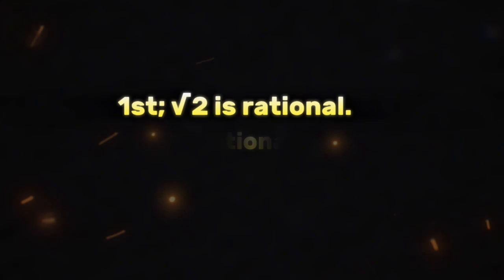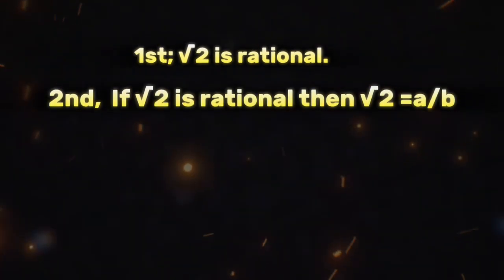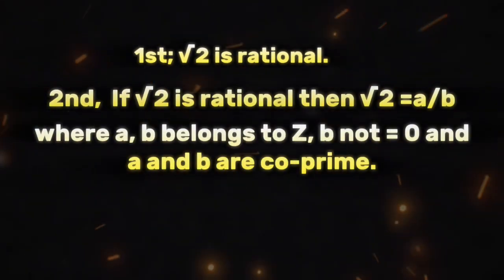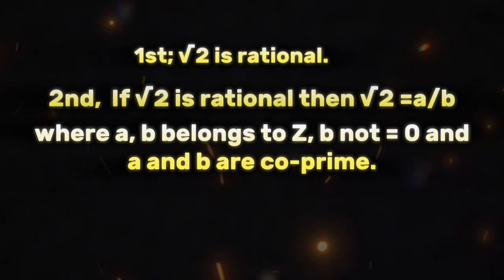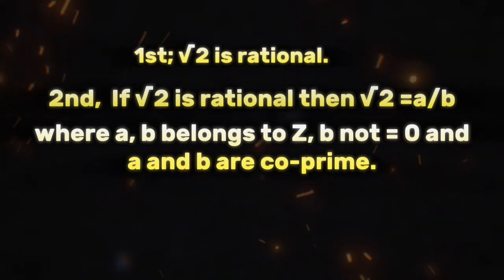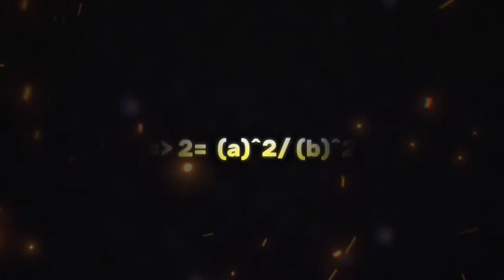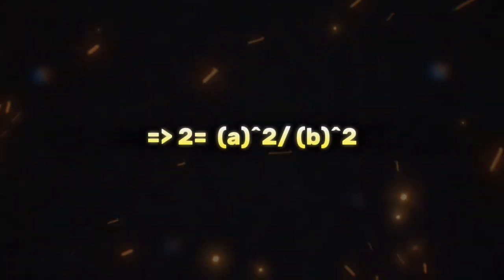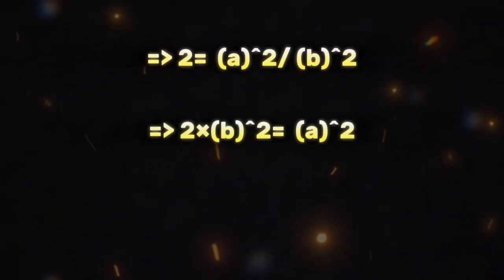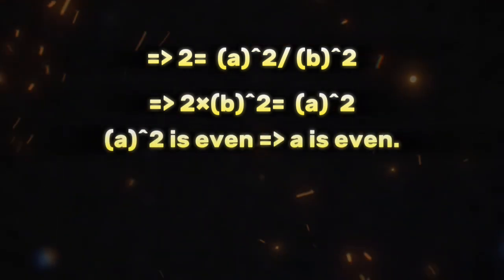Let's see how it works by proving the statement root 2 is irrational. First, assume root 2 is rational. Secondly, if root 2 is rational, then root 2 equals a by b, where a, b belong to the set of integers, and a and b are coprime, also b is not equal to 0. This implies 2 equals a square by b square. This implies 2b square equals a square, then a square is even.